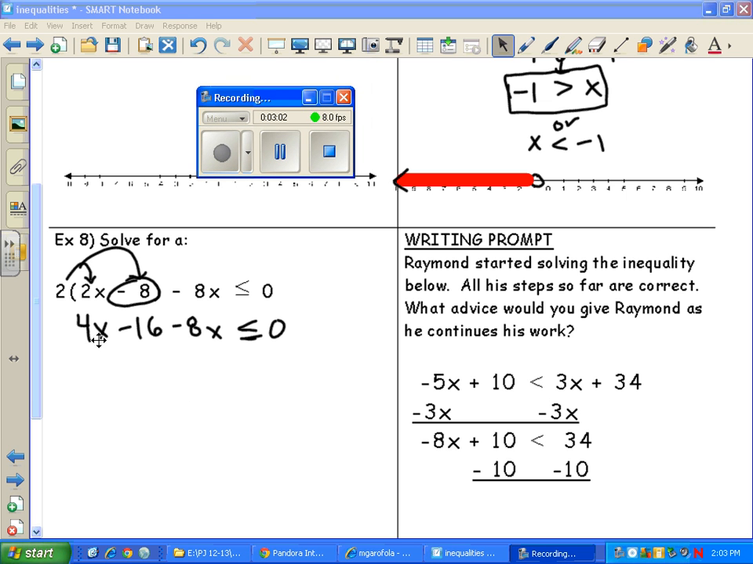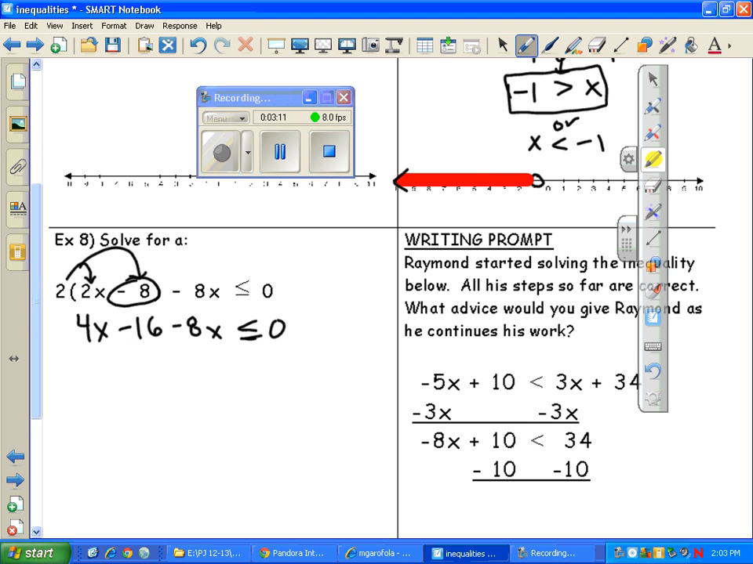Now the nice thing about this problem is I already have my variables on the same side, but they haven't been combined yet. So I want to look to combine them, but I have to be really careful of the signs. I'll be combining what you see in the highlighting here. So I'm going to be combining 4x and minus 8x. That will give me negative 4x, since 4 minus 8 is negative 4. And then when I bring down the other term, I need to remember to drag that minus sign with it. So the new inequality reads negative 4x minus 16 is less than or equal to 0.